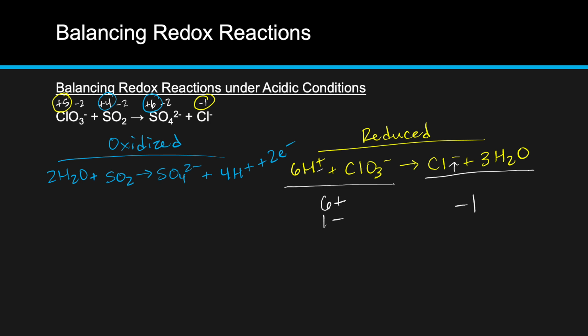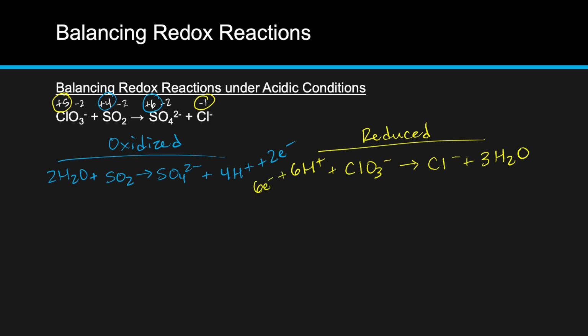So in order to get that to 1 negative, we need to balance out this 6 with 6 electrons, and that will give us an overall -1 charge. So we're going to add 6 electrons to our reactant side.